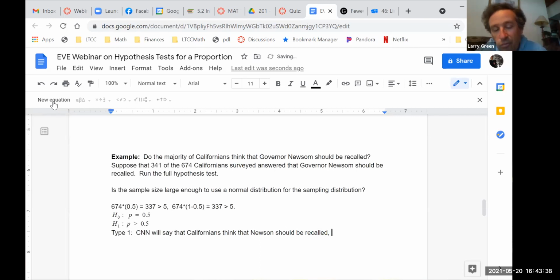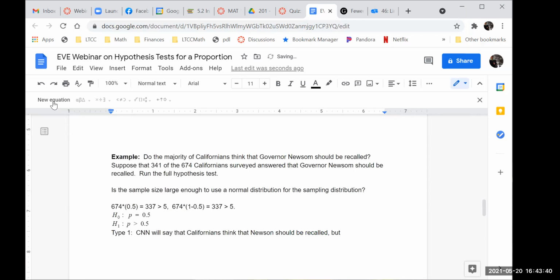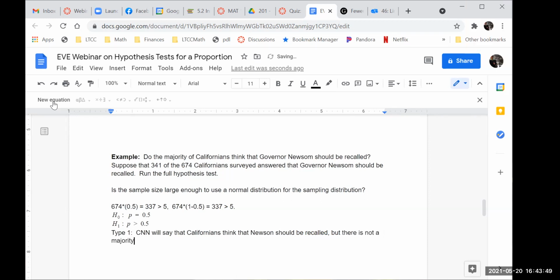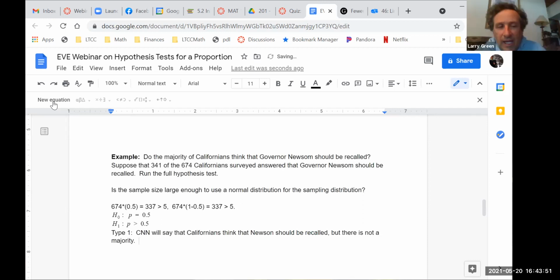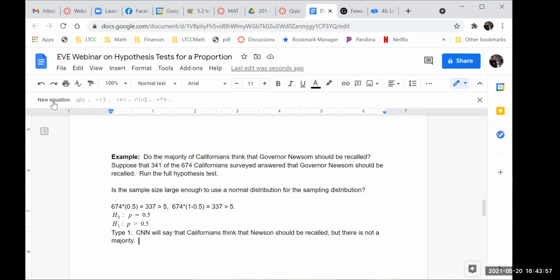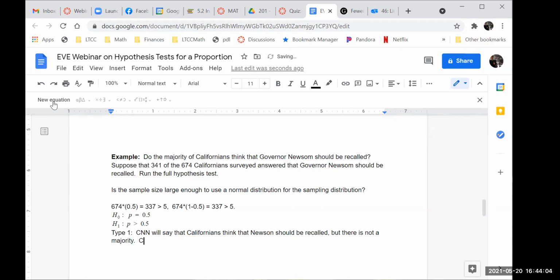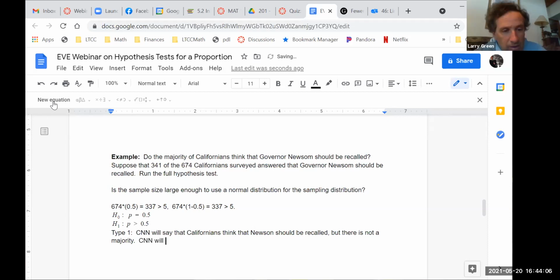But when it's split 50-50, right? When there isn't a majority. And then what will end up happening to CNN? They'll lose credibility. People will stop trusting CNN. So CNN will lose credibility.